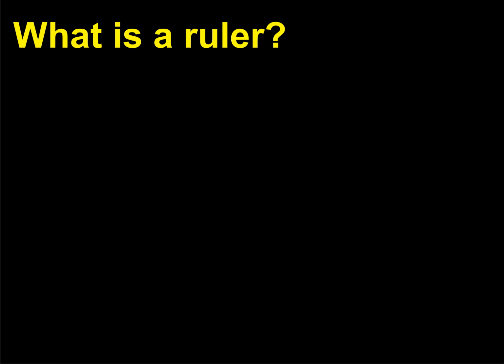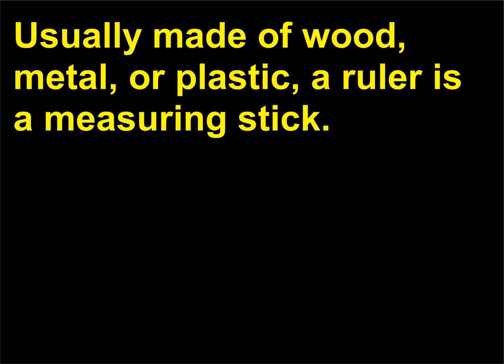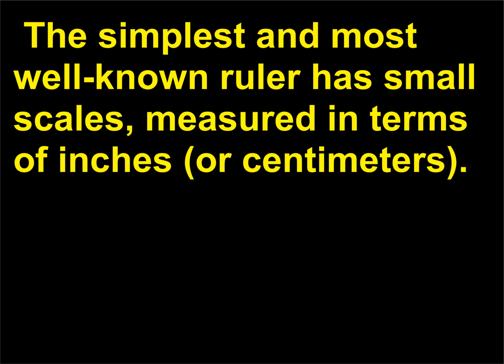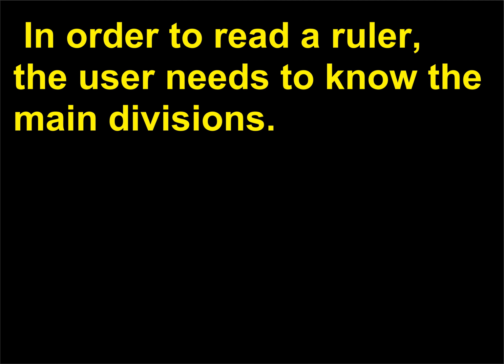What is a ruler? Usually made of wood, metal, or plastic, a ruler is a measuring stick. Most rulers have a straight edge used for drawing straight lines and measuring lengths. The simplest and most well-known ruler has small scales, measured in terms of inches or centimeters. In order to read a ruler, the user needs to know the main divisions.